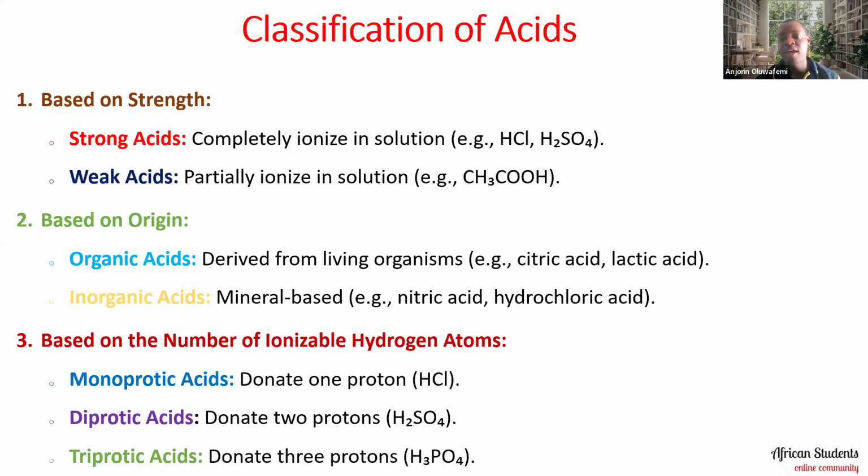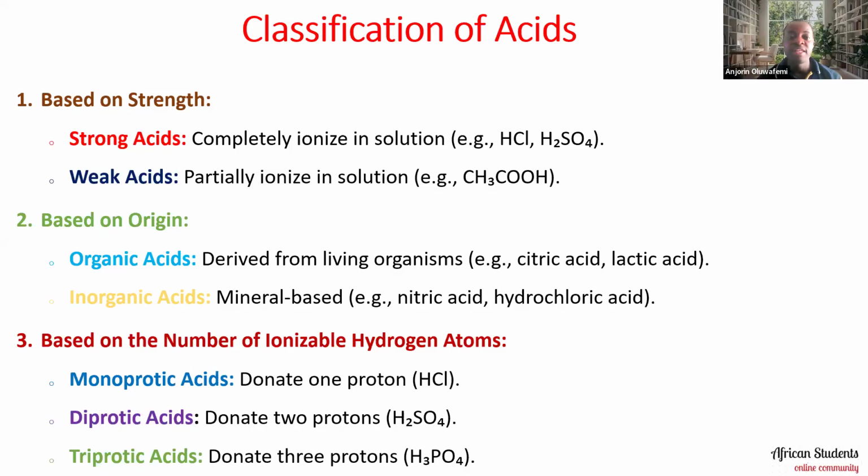Now, based on origin, we can also classify acid to be either organic acids. These are acids that are derived from living organisms, e.g., citric acid and lactic acid. We can also have what we call inorganic acids, which are mineral-based acids, e.g., nitric acid, hydrochloric acid. So we can classify acid based on origin into organic acid and inorganic acid.